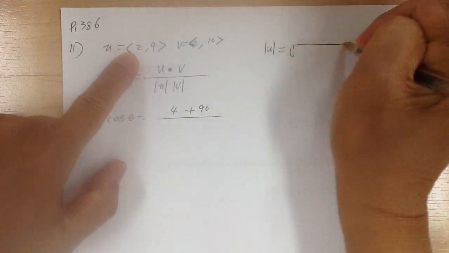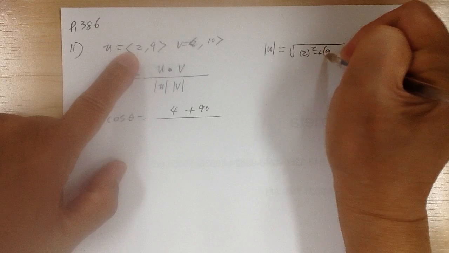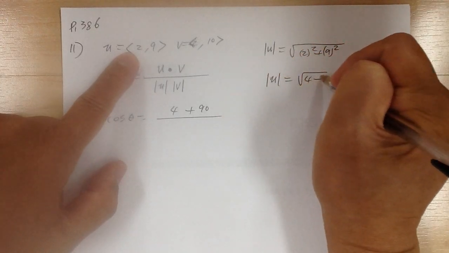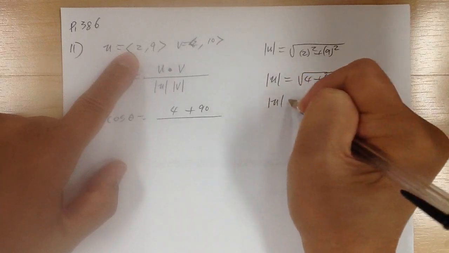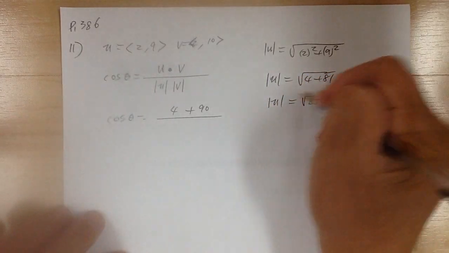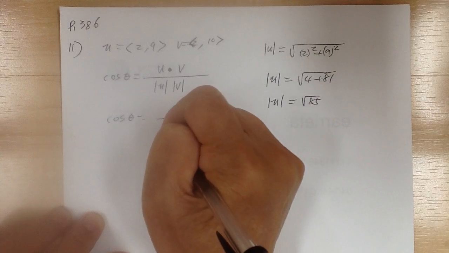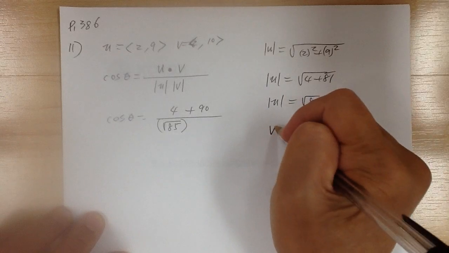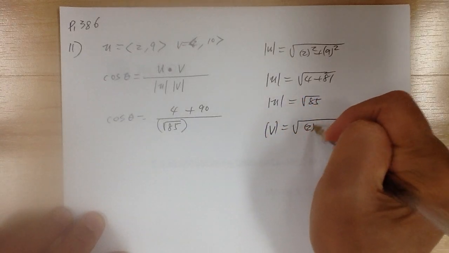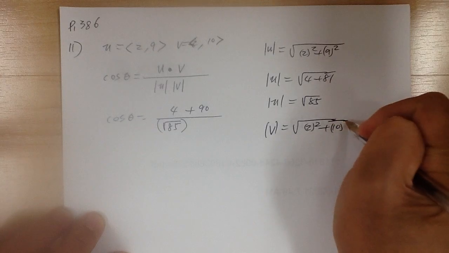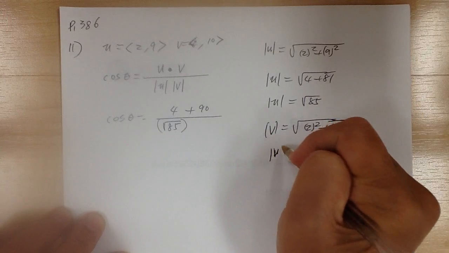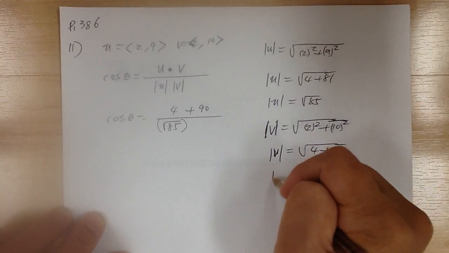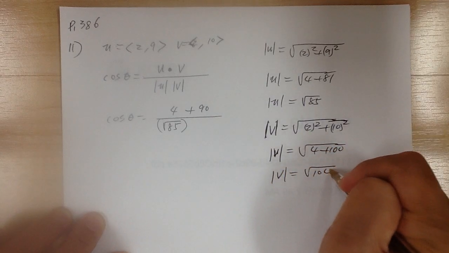So |u| will equal square root of 2 squared plus 9 squared. And so this will equal 4 plus 81, so it will equal square root of 85. Okay, so square root of 85 times |v|, so you got 2 and 10, would be square root of 2 squared plus 10 squared, equal to 4 plus 100, so it equals square root of 104.